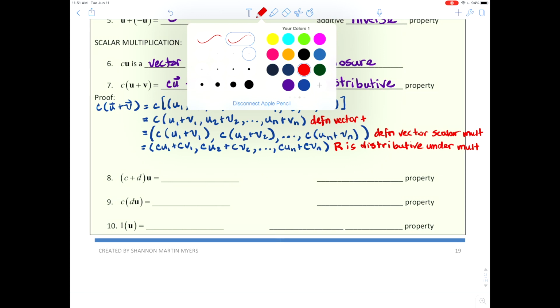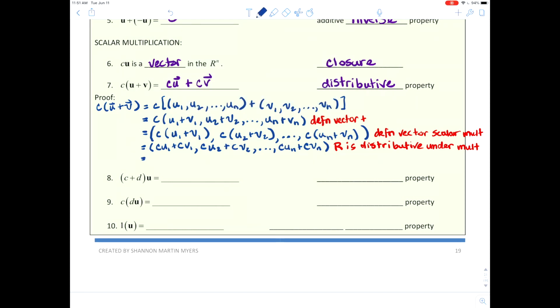All right, so next up, what do we do? Well, we've got a vector sum as one happy vector, so let's break them up. So now this will be cu1, cu2, all the way down to c times un, plus cv1, cv2, all the way down to cvn. And that's by what? Great. Definition of vector addition.